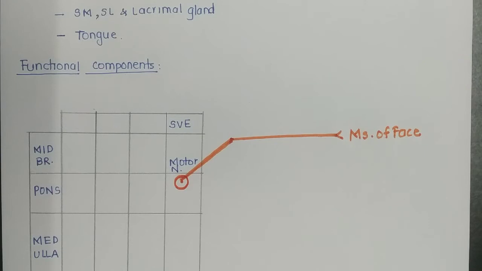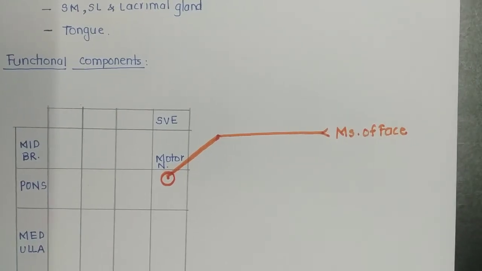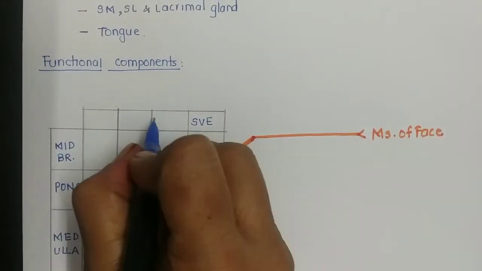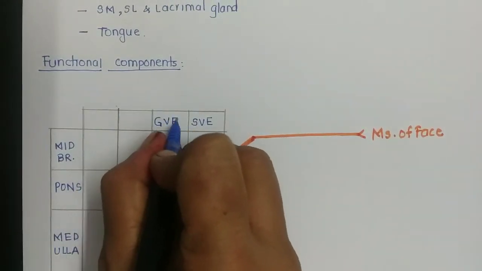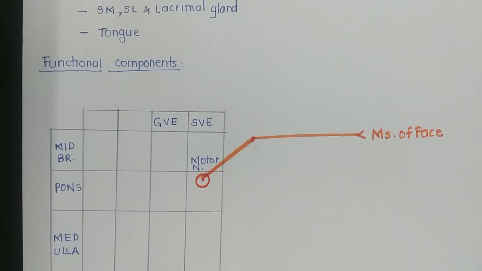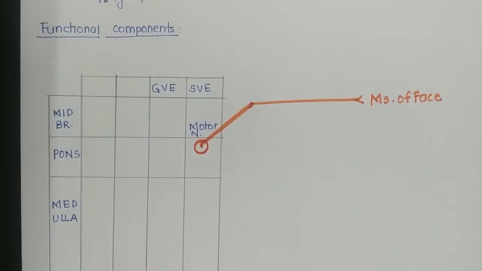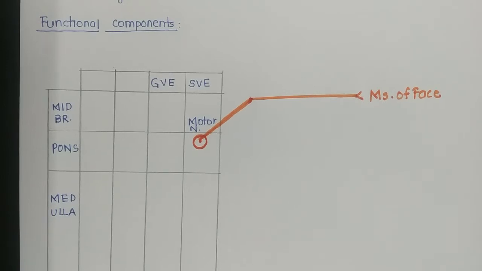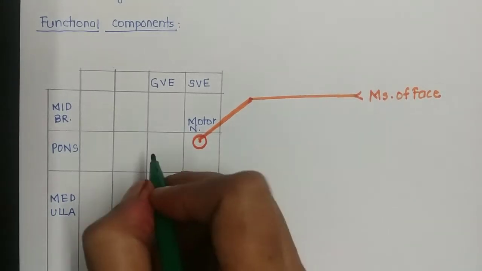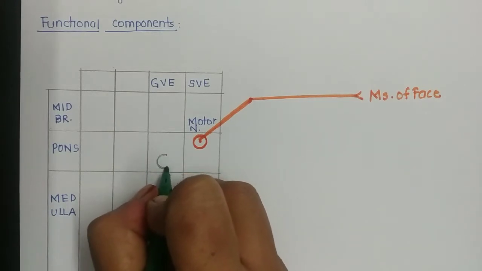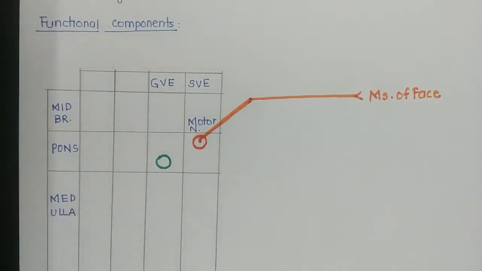Now coming to the second component, it is the general visceral efferent, GVE. Now the general visceral efferent fibers, they arise from the superior salivatory nucleus and the lacrimatory nucleus, which is located again in the pons. So superior salivatory nucleus and the lacrimatory nucleus.